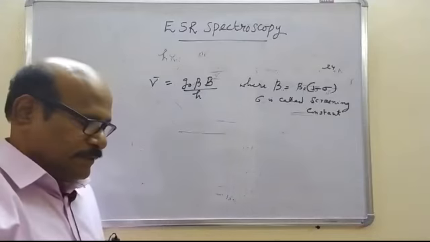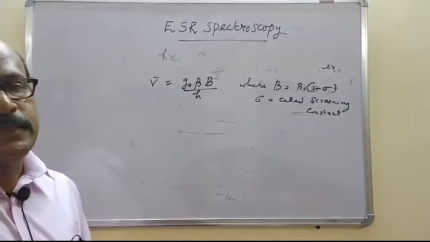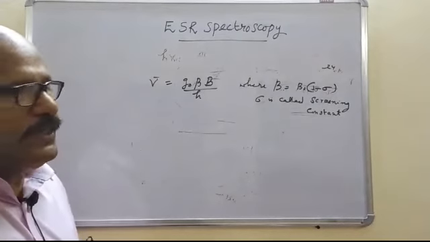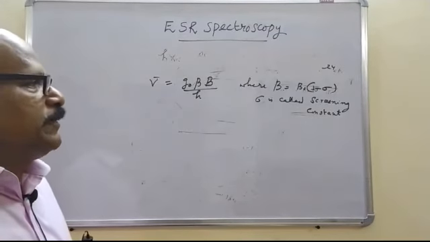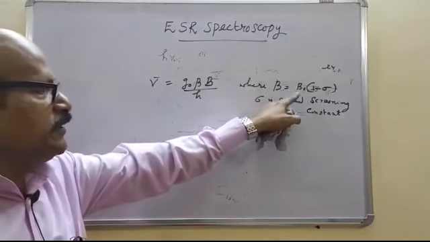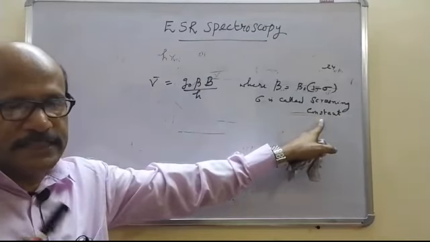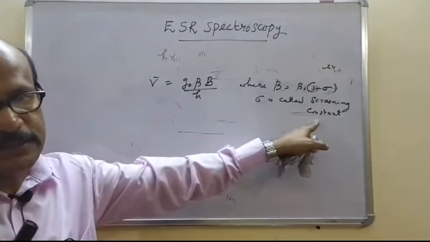That is, in an actual molecule, the real magnetic field suffered by the unpaired electron is not B0, but it is B, that is equal to B0 into (1 minus sigma), where sigma is called the screening constant, that is, screening arises from the other electrons present in the system.